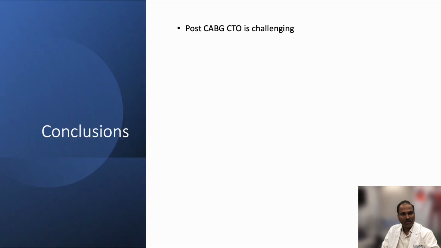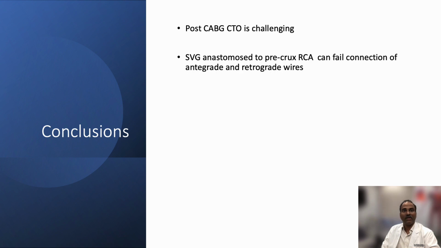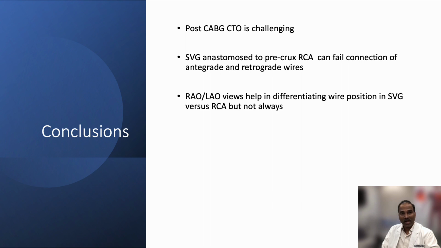So to conclude, post-CABG CTO is very challenging, and SVG anastomosis to the pre-crux RCA can fail connection of antegrade and retrograde wires. RAO and LAO views help in differentiating wire position in SVG versus mid RCA, but may not be always.